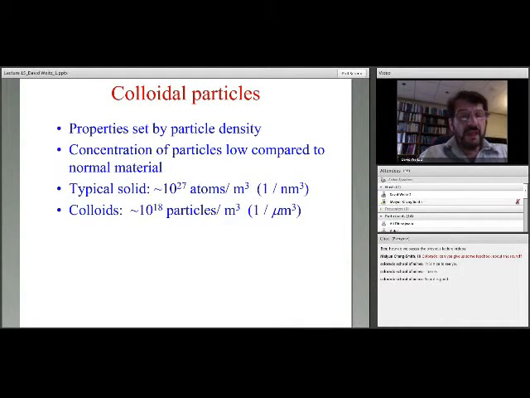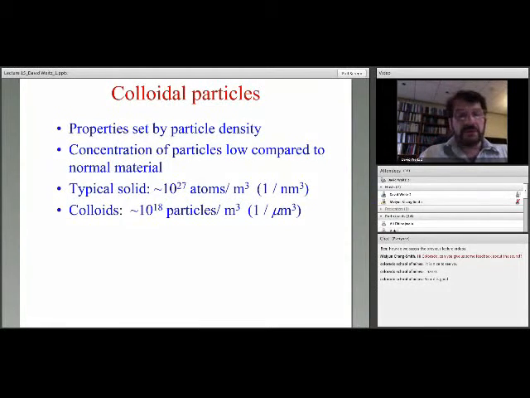Typically, a solid has in a cubic meter something like, I don't know, 10^27 atoms, a large number. I calculate that by saying there's one atom per cubic nanometer. That gives you 10^27 atoms per cubic meter. By contrast, if a colloid is a micron in diameter, then you have something like 10^18 particles per cubic meter.